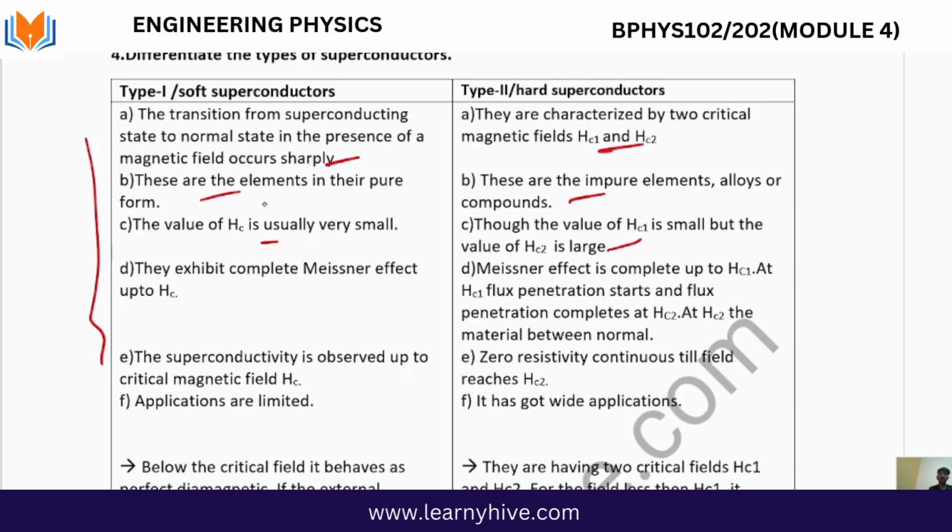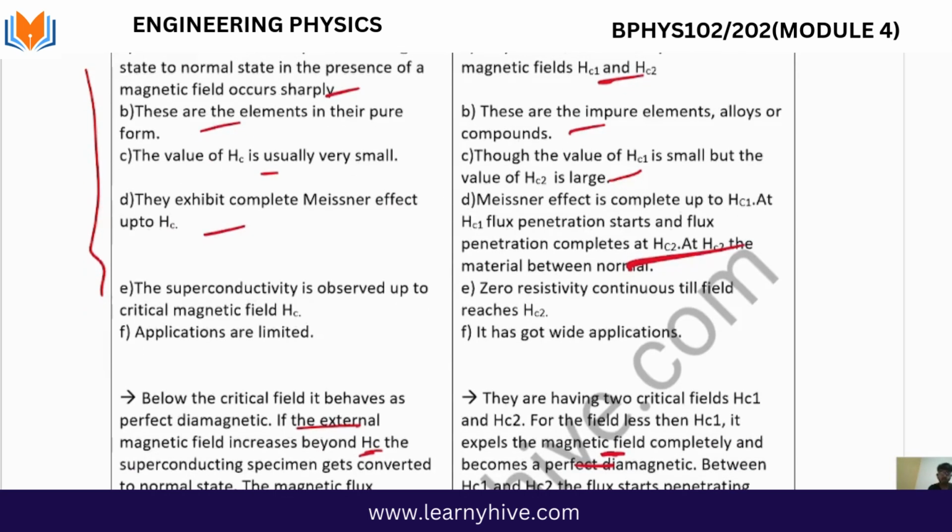They exhibit the complete Meissner effect up to Hc1. At Hc1, flux penetration starts, and the penetration completes at Hc2, where the material becomes normal. Superconductivity is observed up to the critical magnetic field Hc. Here, zero resistivity continues till the field reaches Hc2. Applications of type 1 are limited. Here we have a wide range of applications.